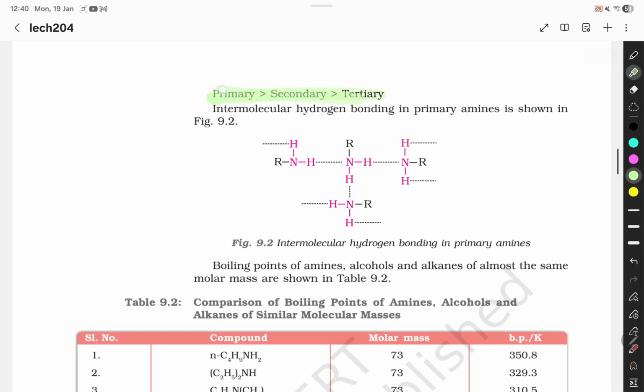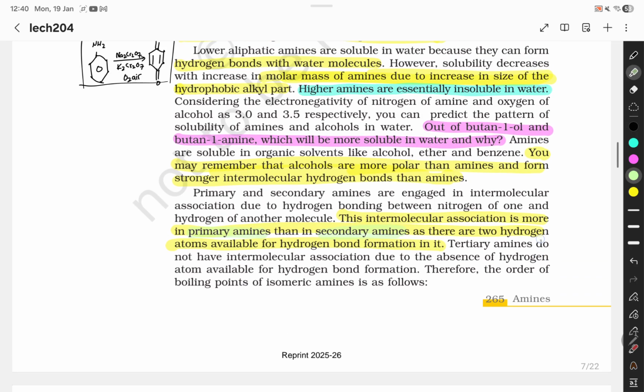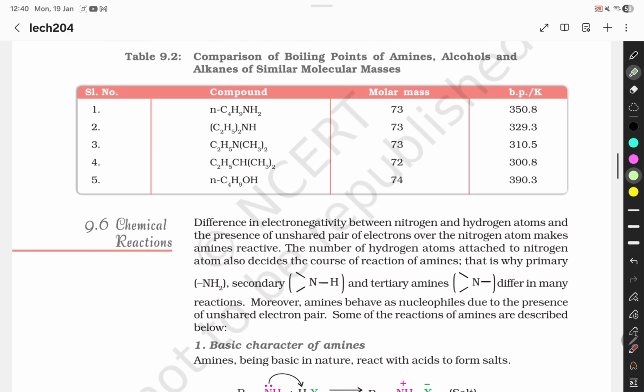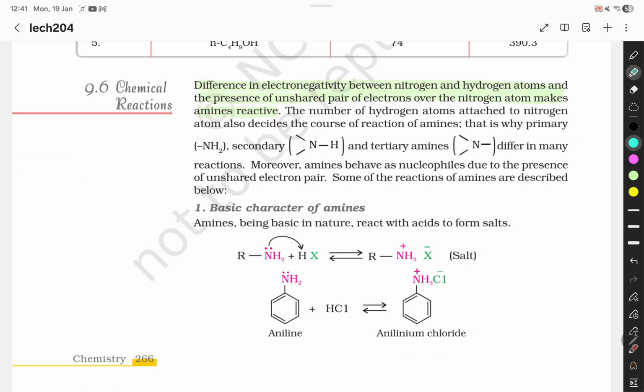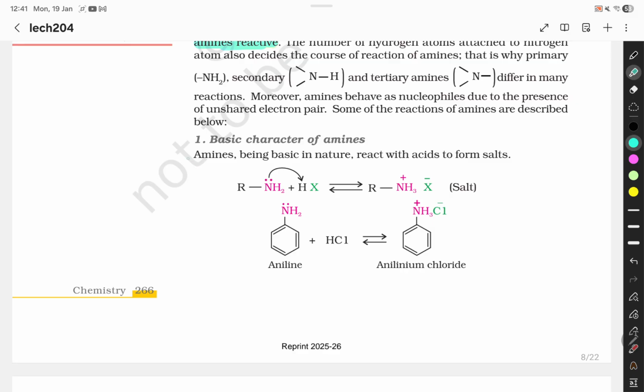We all know that boiling point order is primary, secondary, tertiary, and primary amines are more than secondary amines, and basic stuff. These all are, so I'm going to be skipping through this. They'll ask why are amines reactive? Difference in electronegativity between nitrogen and hydrogen, and the presence of unshared pairs of electrons over the nitrogen atoms, make the amines reactive. Okay, it's a base.